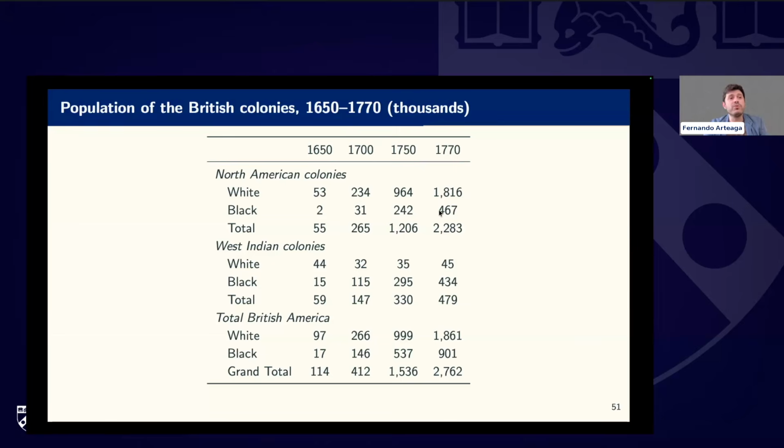But again, what I want you to see here is the difference between the Caribbean and the North American colonies. Here, the white European population kind of stagnates. It's about the same in 1650 as in the 1770s. And the slave population increases as much as in North America. Again, the difference is that the total population is not comparable. This is a slave society.